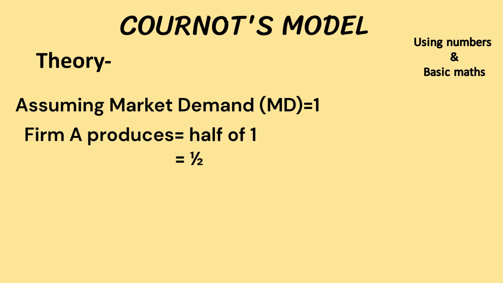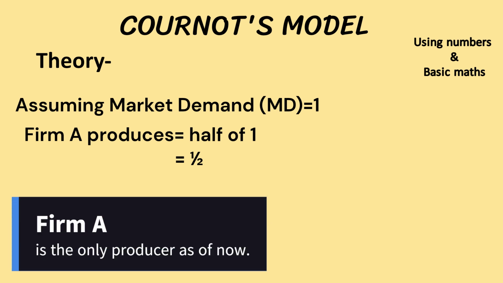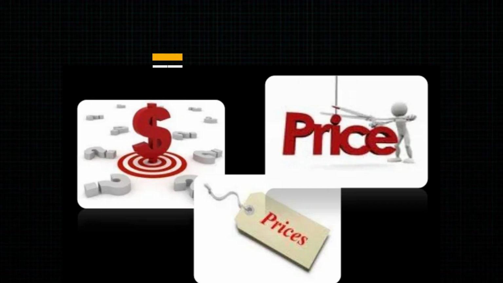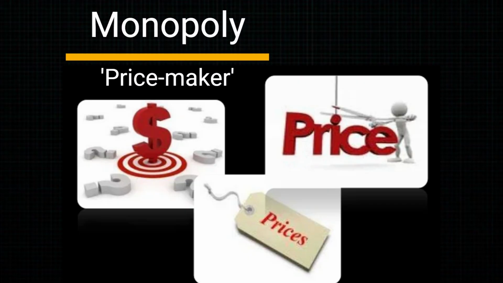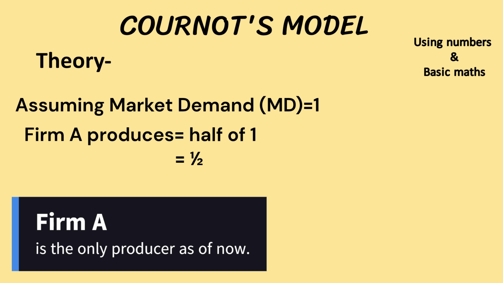Firm A is the only producer as of now, producing half the quantity of the market demand. Since it's the only producer, it has priced its product at a high rate. As we all know, in a monopoly the firm is a price maker, and it's the firm who decides the price. So here, the price at which A will be selling 1 by 2 quantity of the market demand would be termed as the monopoly price.